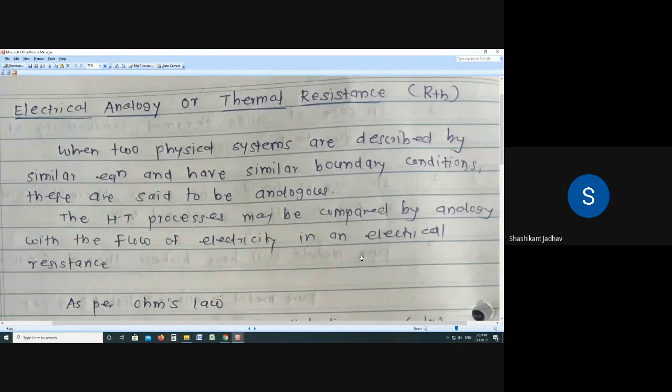If there is a voltage difference, at that time current is flowing. Means in the electrical system, current is flowing because the potential difference is there. Means dV is there, voltage difference is there. So current is flowing because of the potential difference, and which factor is opposing this current? That factor is nothing but resistance.